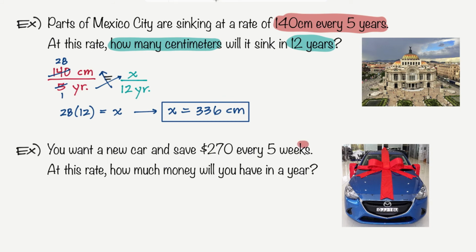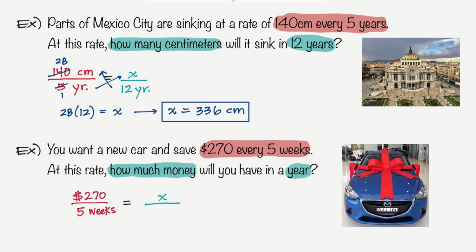Moving on, you want to buy a new car and save $270 every 5 weeks. At this rate, how much money will you have in a year? So like we did above, let's set up our proportion. $270 for 5 weeks. And that's equivalent to, well, I don't know how much money, so that's my variable. And a year is the same as 52 weeks. So I can write that down, 52 weeks is my denominator. And now I can go ahead and cross multiply.